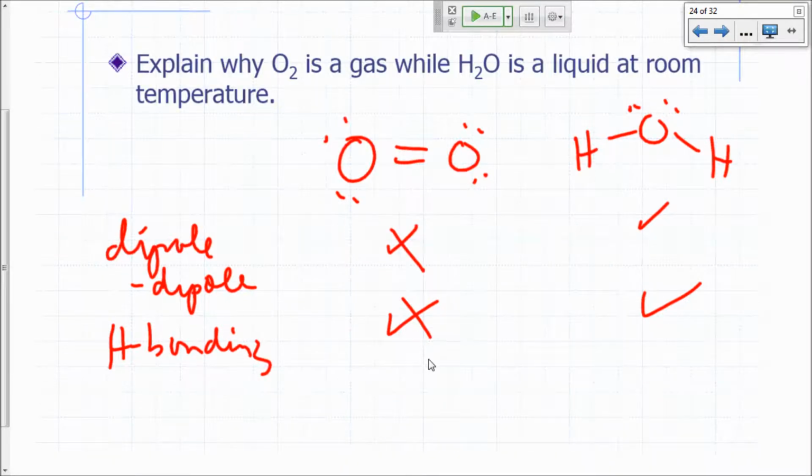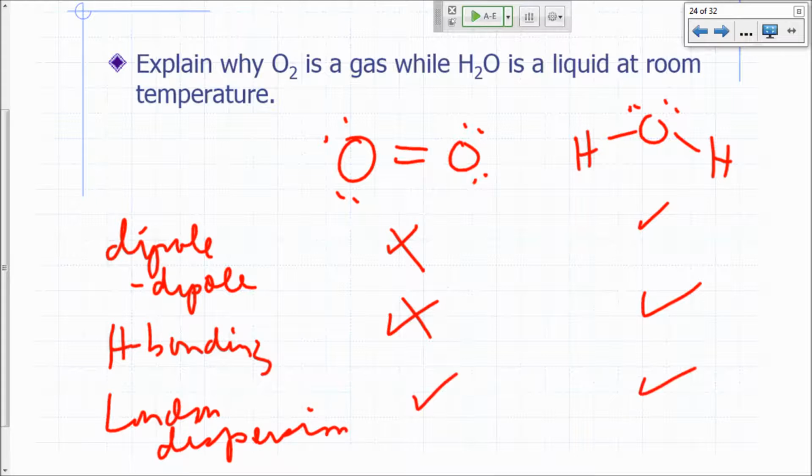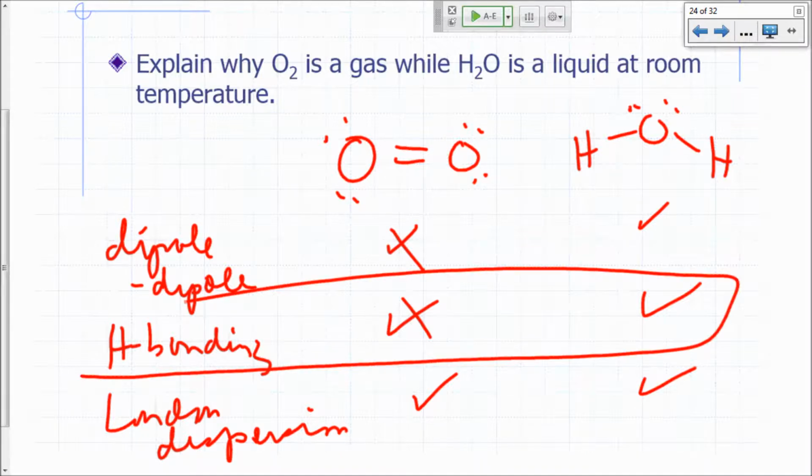What else? London dispersion forces. They both have London dispersion forces, but they're both small molecules. So the anomaly really here has to do with the hydrogen bonding. You would expect, actually, O2 is a little bit bigger than H2O. You would have expected stronger London dispersion forces, but water molecules have an unusually strong attraction for each other because of hydrogen bonding interaction.